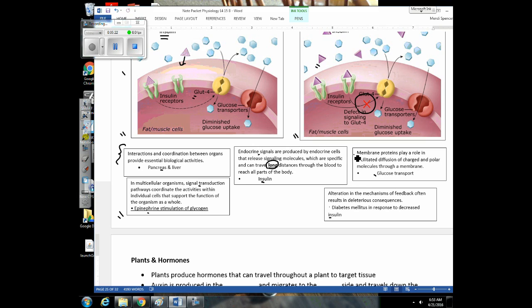And then we talked about membrane proteins. They play a role in things like facilitated diffusion, moving those charged and polar molecules through a membrane. We had to insert those GLUT transporters so that glucose could then come into those cells. And finally, we talked about how disease sets in when we have alteration to these feedback loops. An example of that is diabetes.